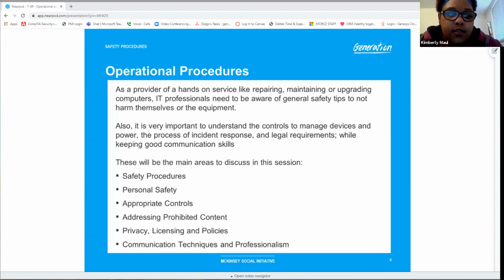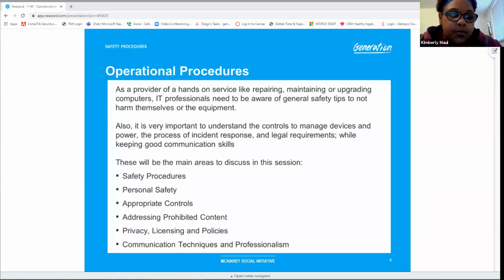As a provider of hands-on service like repairing, maintaining, and upgrading computers, IT professionals need to be aware of general safety tips to not harm themselves or the equipment. Also, it is very important to understand the controls to manage devices and power, the process of incident response and legal requirements while keeping good communication skills. These will be the main areas to discuss in this session.